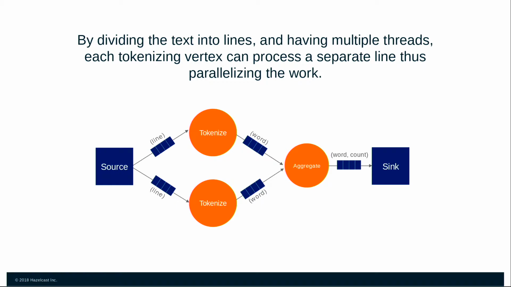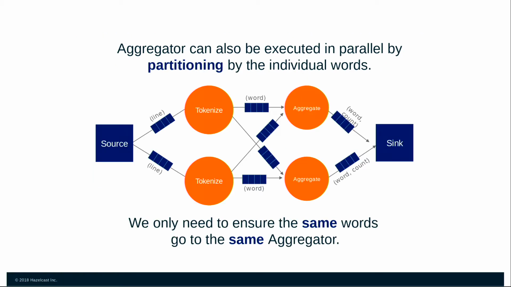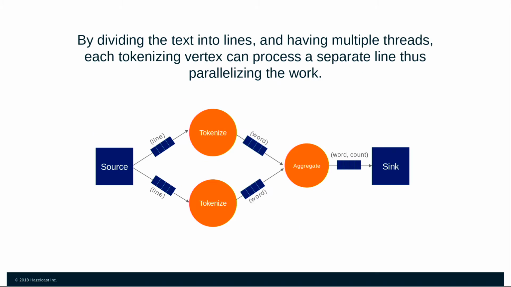What if I have more CPU power, more cores? What can I do? Well, I can be smart enough not to give the whole text to a single tokenizer, but instead I can read the source line by line and give each line to different tokenizers so that they can run in parallel, right? But the thing is that the result needs to go to the same aggregator. Why? Because I need to combine the same results for the same word. So maybe the word Paul is in this line and also in this line. So I need to make sure that my aggregator has all the results from the previous aggregations, so I can combine on top of it.